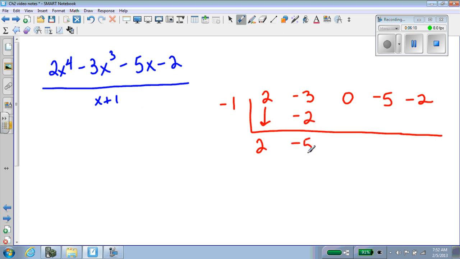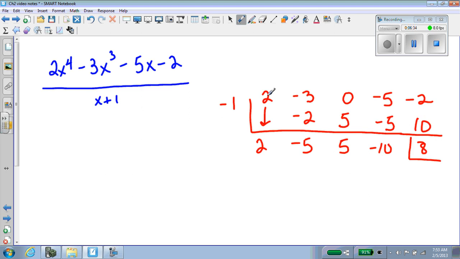Add, multiply, add, multiply, add, multiply, remainder. Hopefully I did my math right. Let me just try that one more time. 2 times negative 1 is negative 2, negative 5, 5, negative 5, negative 10, 10, 8.